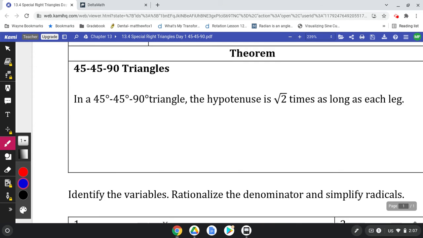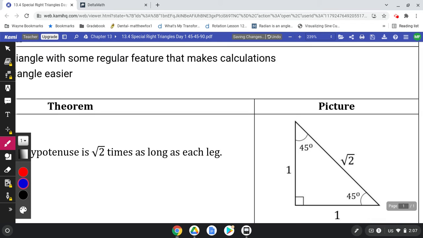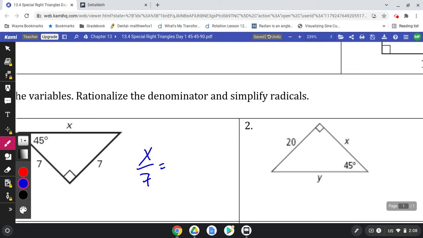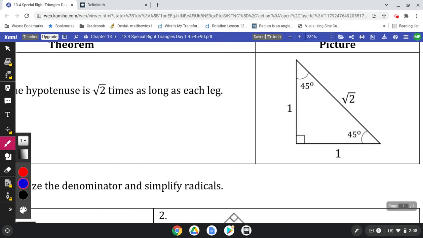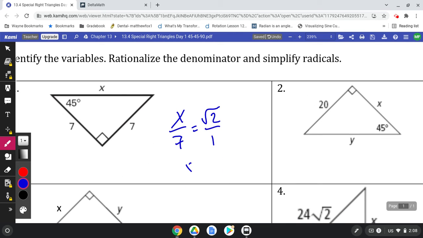Okay, so take a look at this first one. We have an x and a 7. The x is our hypotenuse. The 7 is our leg. So if we look up here at the original, the hypotenuse was square root of 2. So we line that up with the x. The leg, which is 7, on our original was 1. So we put that here. We cross multiply. x times 1 is x, and we get 7 square root of 2. And we would be done.